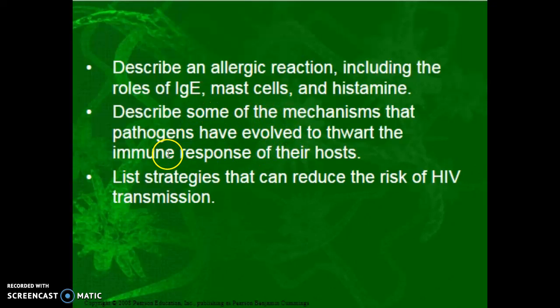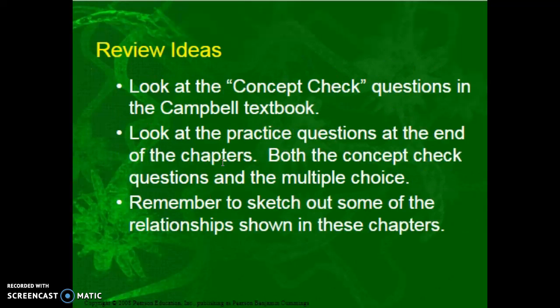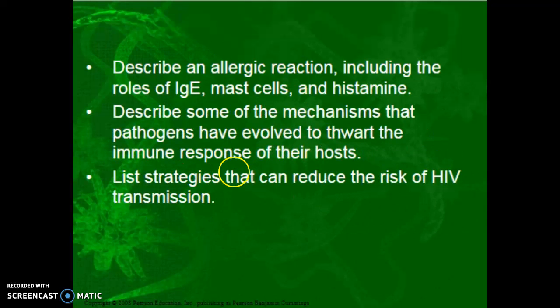Describe some of the mechanisms that pathogens have evolved to thwart. How do pathogens stay ahead of us? List strategies that can reduce the risk of HIV transmission. I didn't talk a lot about that in the video. Pick that up from your book. You know most of those.